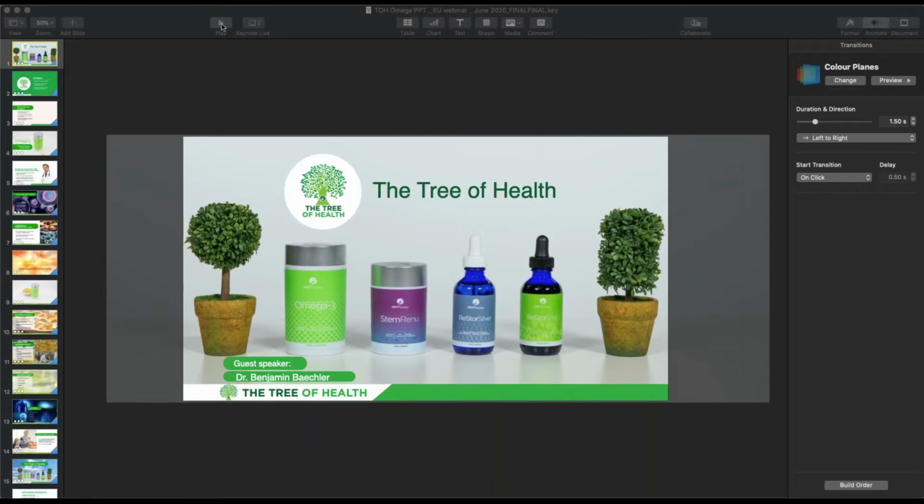Today, we are going to give a quick recap about what the tree of health concept is and how it works and how it can help to achieve optimal wellness. And then Dr. Ben will give an in-depth training on omega-3 essential fatty acids.